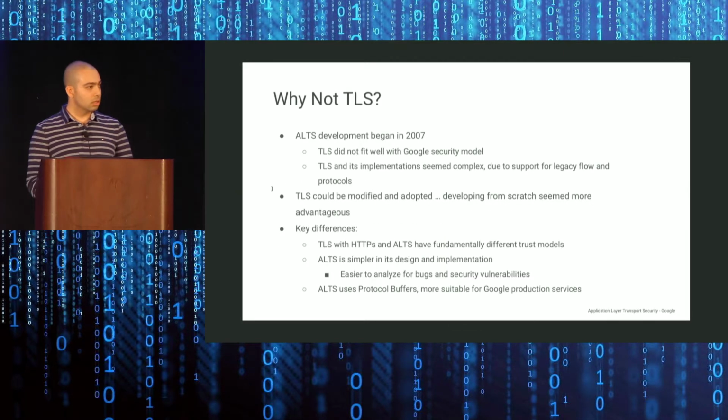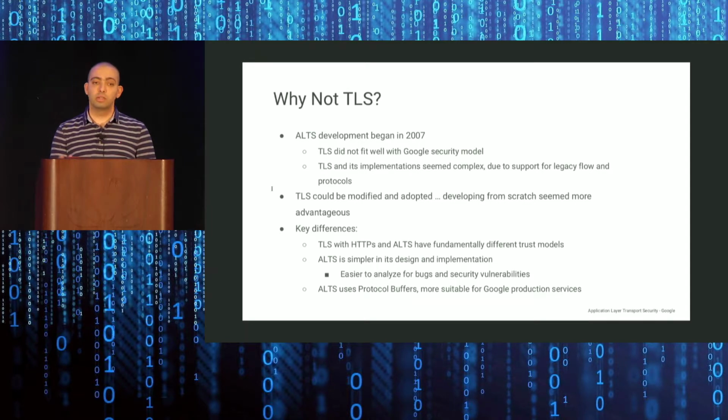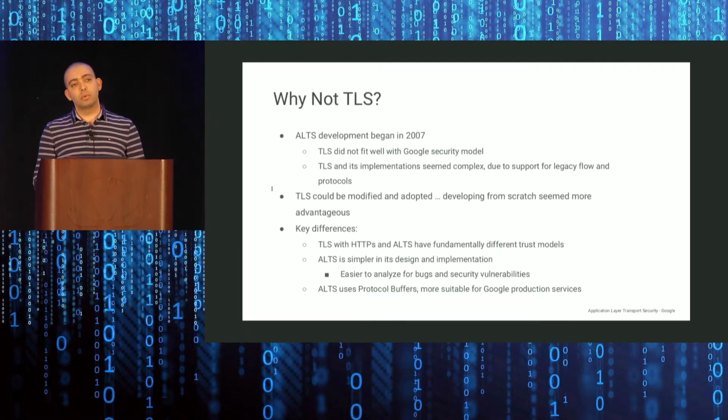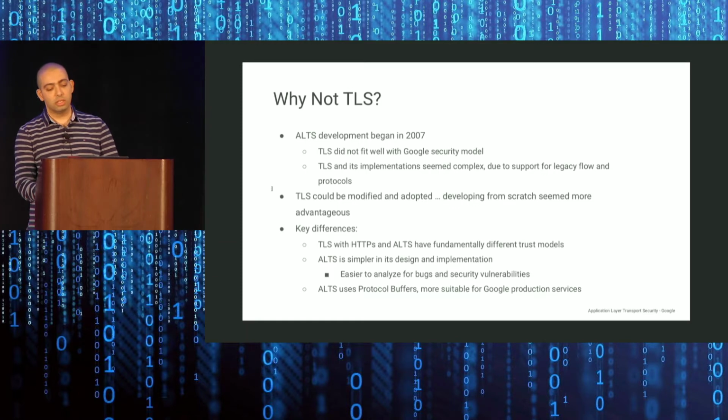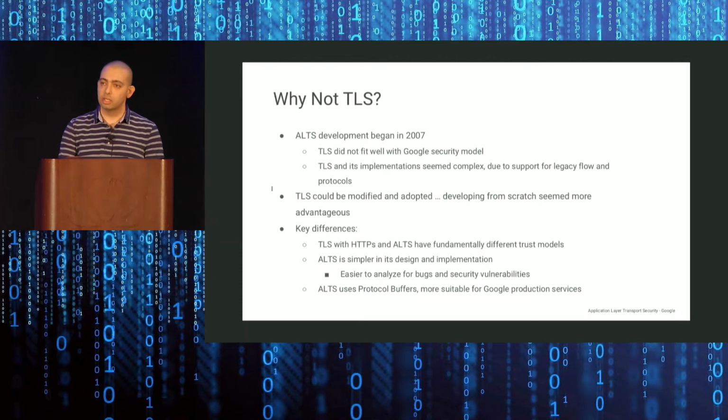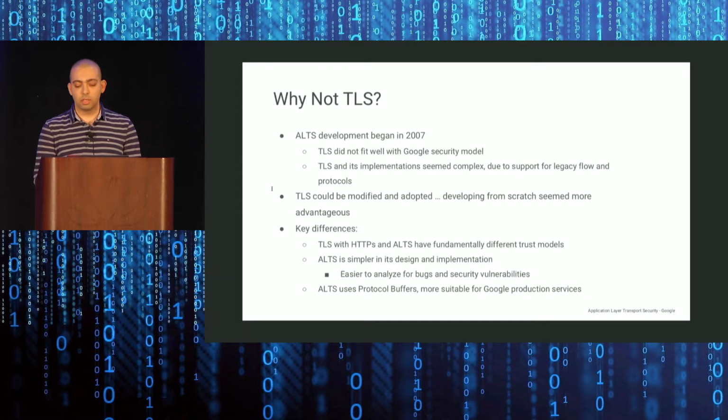So why did we come up with ALTS and not use TLS, for example, which is very widely used everywhere else? To answer this question, this goes back to 2007, where the development and design of ALTS began. Basically, TLS back then did not fit the security model of Google, nor the scale requirements. It was decided that the TLS implementation is complicated for Google use, especially because it supports a lot of legacy flows and protocols.